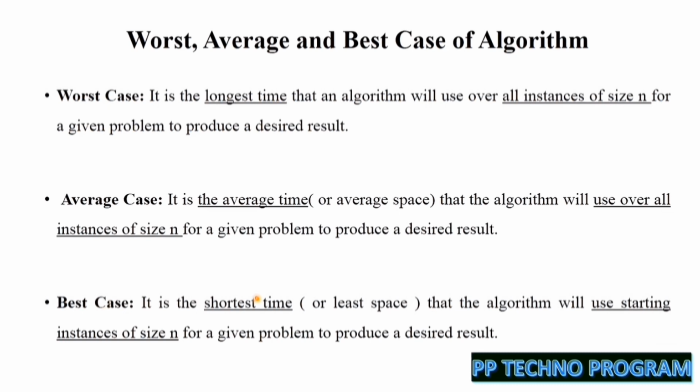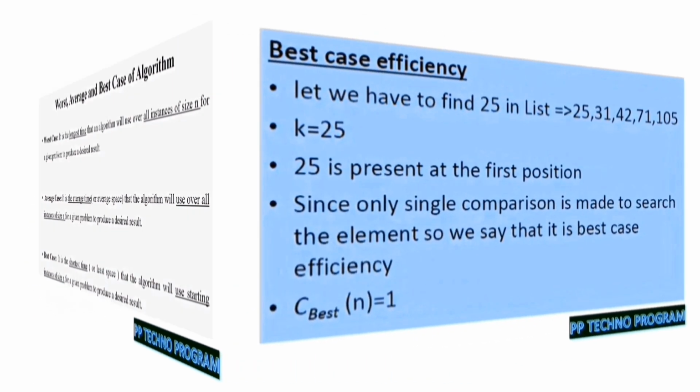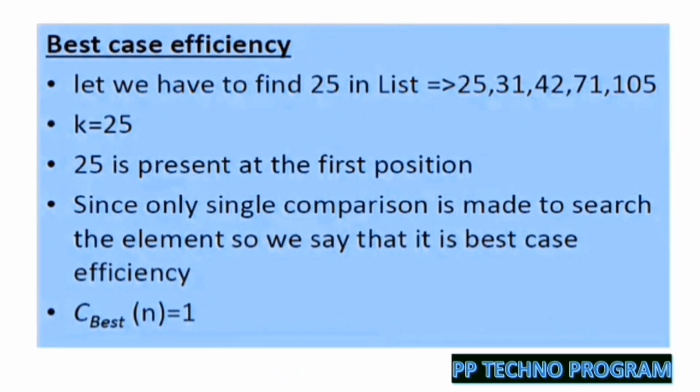So here we explained worst case, average case, and best case. It is just the concept for the algorithm analysis. I think it is clear. Next, let us explain with an example. This is the example of best case efficiency.